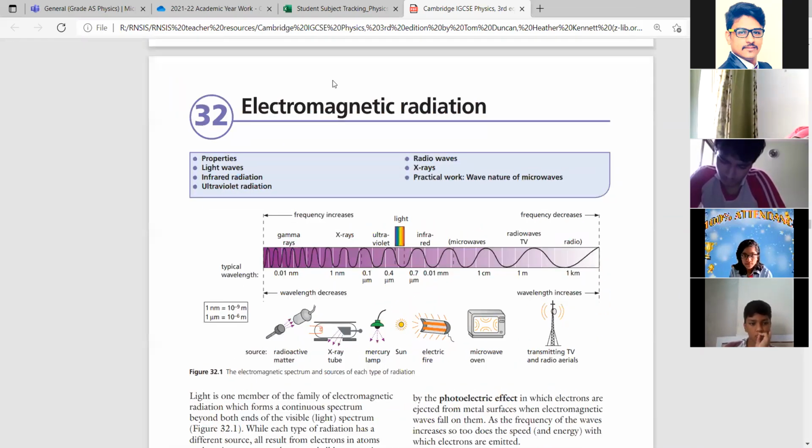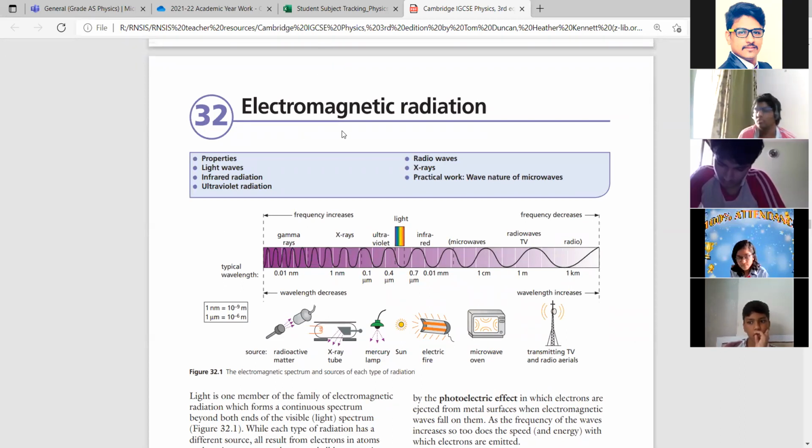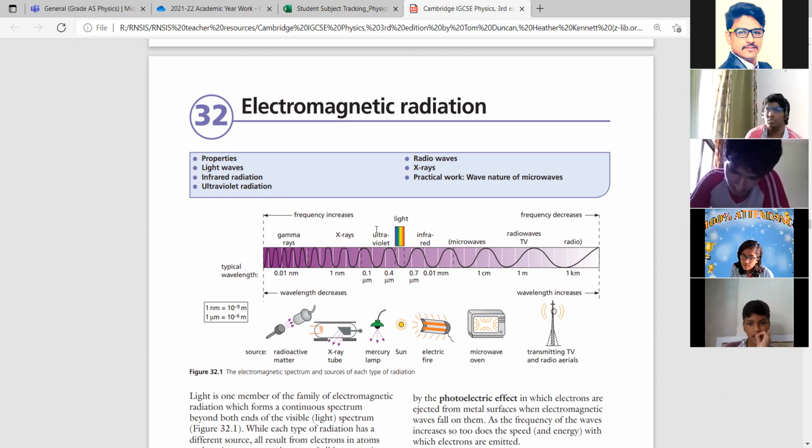I think we have come to the last chapter that we are going to cover today, and that is electromagnetic radiation. Did I give you a short trick to remember all these in the first 2 lectures? Gamma. Okay, see, this is how you do it.